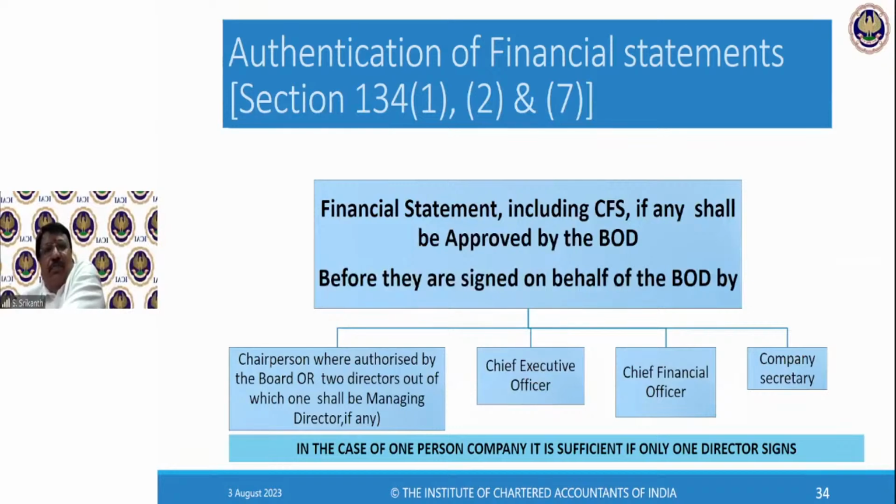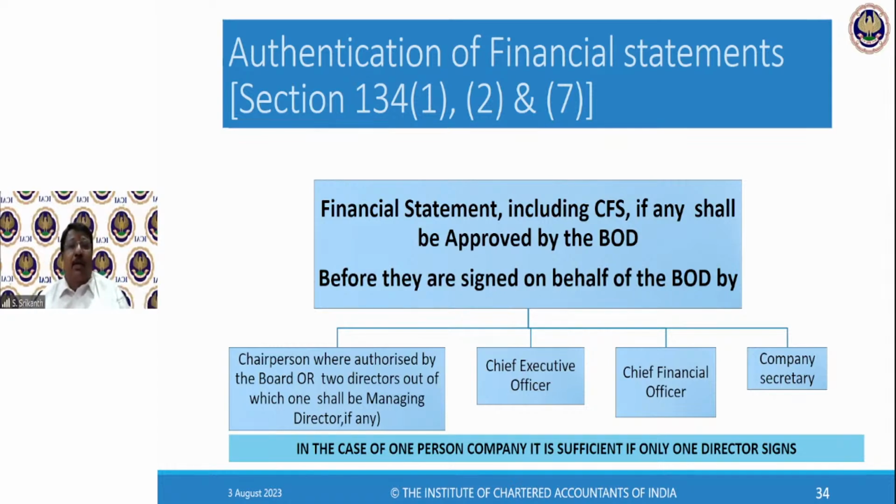Right. Moving on. Authentication of financial statements. Please understand what you and I will be doing. What I do and what you will be doing would be auditing, and we will certify. What we give is a certificate, an audit certificate. Whereas this is authentication. Who will authenticate? The board of directors. The board of directors have to jolly well sign first. The financial statements, including CFS, if any, shall be approved by the board.